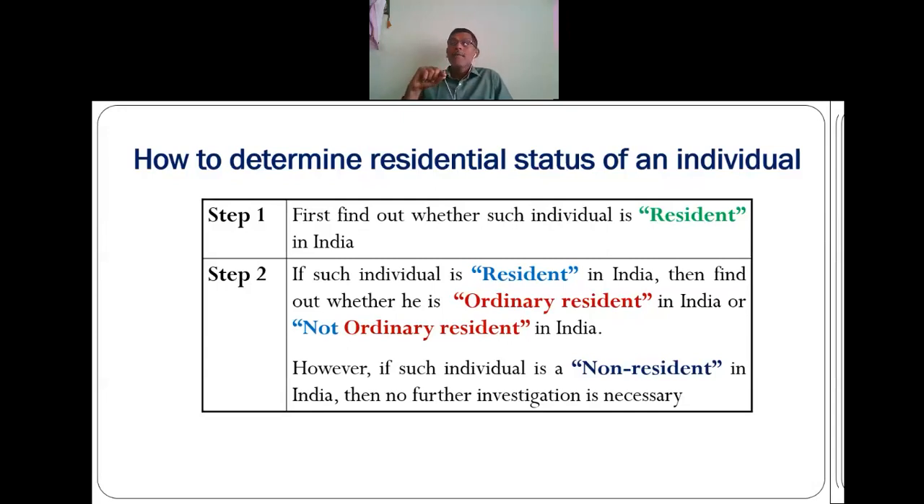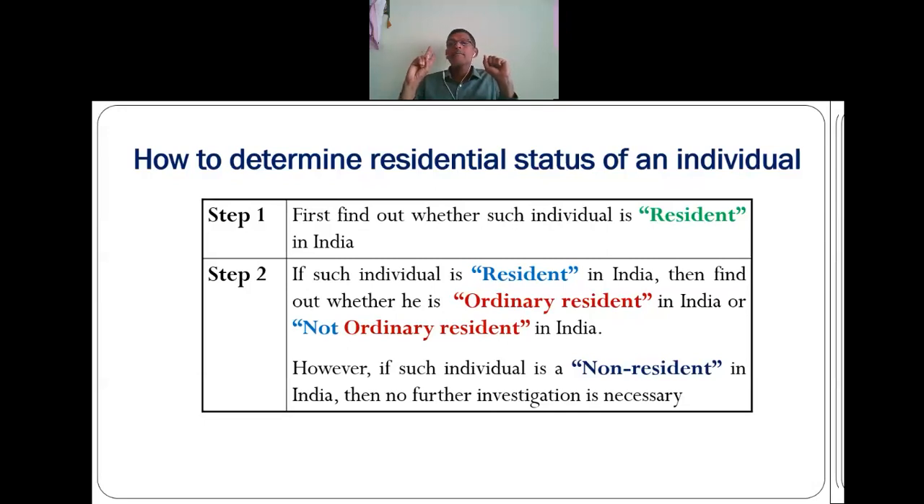However, if such an individual is not fulfilling the conditions laid down as per Section 6 of the Income Tax Act 1961, then automatically the particular person will come under the category of non-resident of India. If you are a non-resident, there are no other calculations necessary. So therefore, when you are going to determine the residential status, in step one, you have to make an analysis whether you are a resident of India or not.